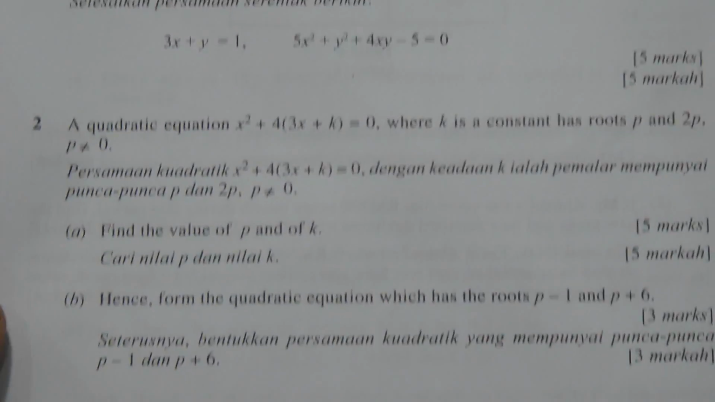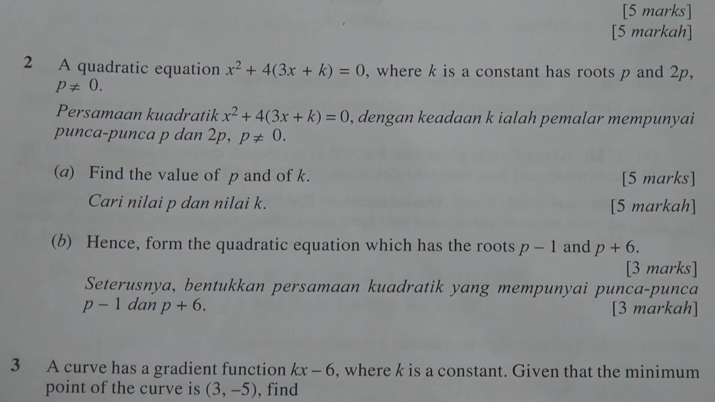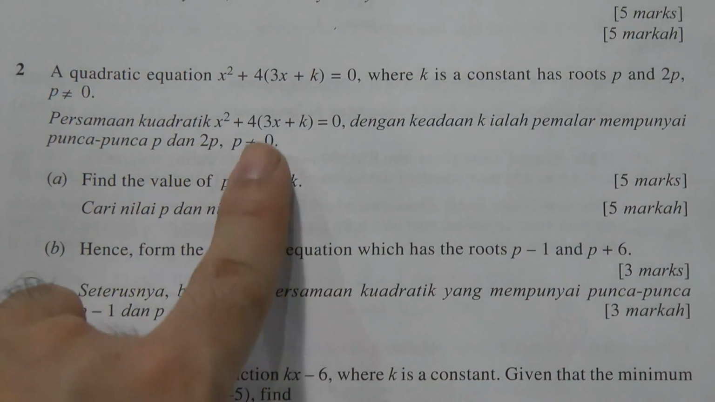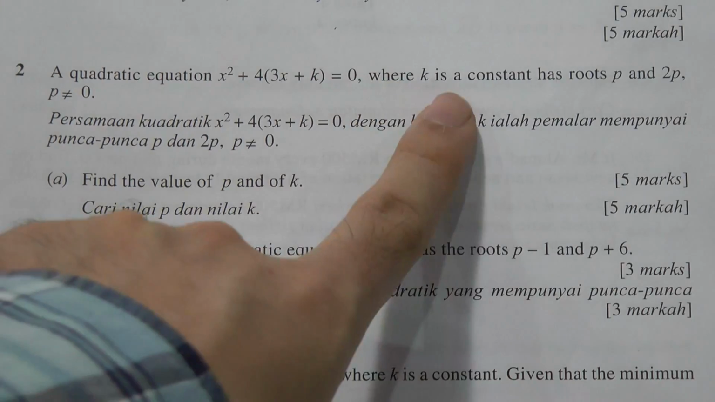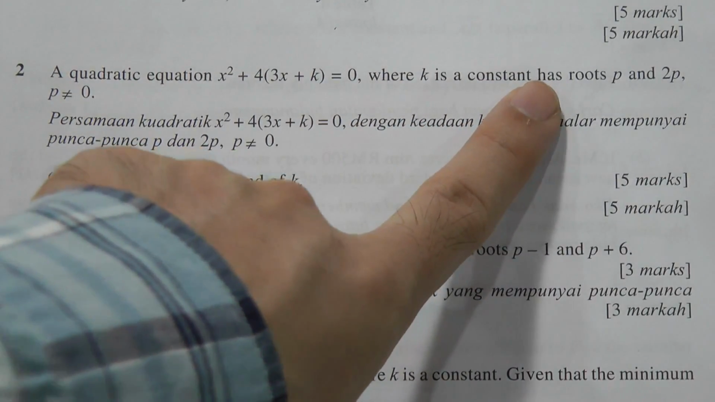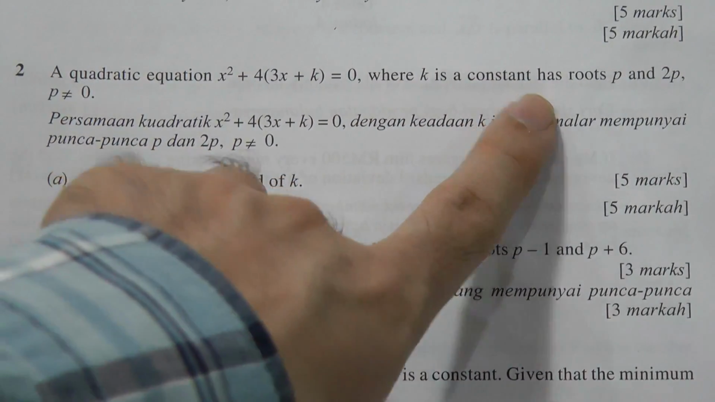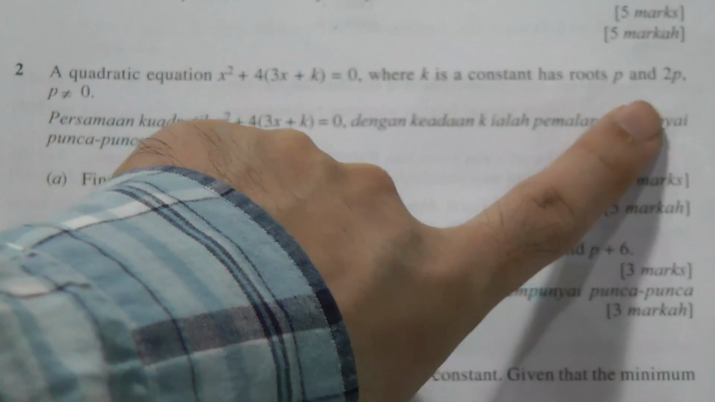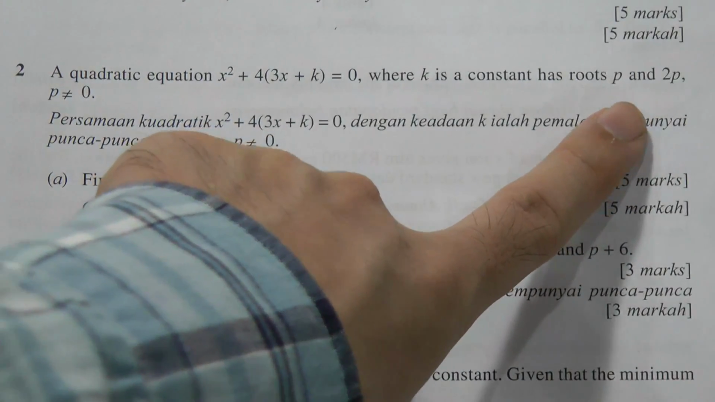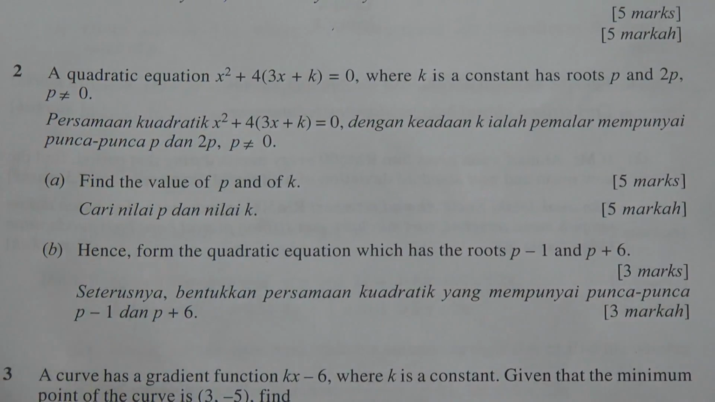Then we go to question number 2. Okay, question number 2, it's a quadratic equation. He gives you one equation here, and then he says where k is a constant. Then it has the roots p and 2p, and he says p cannot equal 0.